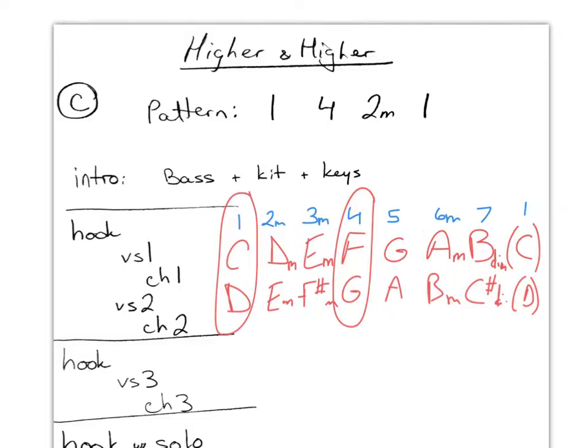If it's still kind of weird, let me know. Just as a quick recap, in the key of C major, the pattern of 1, 4, 2 minor, 1 is C, F, D minor, C. Okay? Once we move into D major, at the bottom of the song, the 1 chord is now a D, the 4 chord is G, the 2 minor chord is E minor, and the 1 chord back to D.